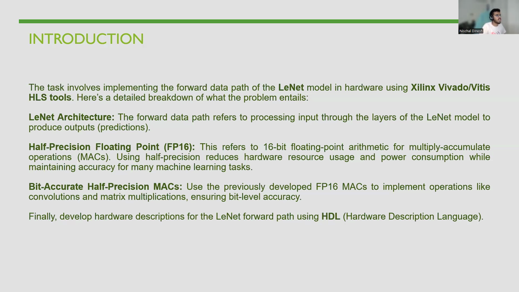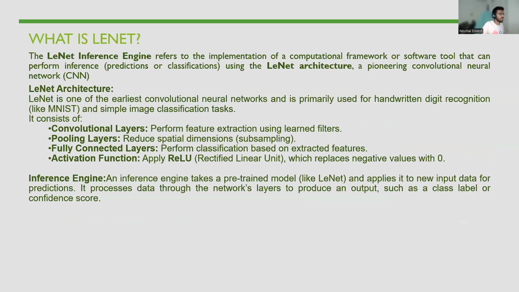So why do we use half precision? It basically reduces the hardware resource utilization and power consumption while maintaining the same level of accuracy, especially for machine learning tasks. Bit accurate half precision MACs: we had previously developed MAC units, FP16 MACs, in our previous mini projects 1 and 2, and in continuation, we're using them to implement operations like convolutions and matrix multiplications, ensuring bit level accuracy. So the final task is to develop hardware descriptions for the LeNet forward path using HDL.